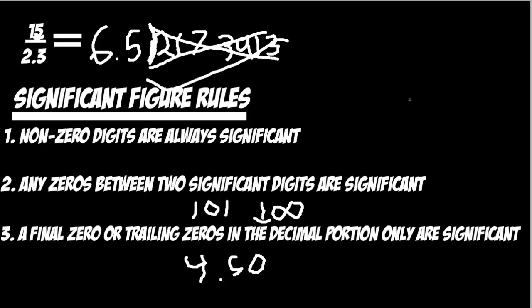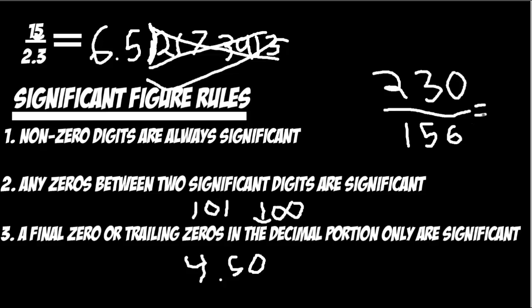So say you have two numbers, say you have 230 divided by 156. Now, how many sig figs does this have, or how many sig figs are we going to divide by? Well, if you look in the top here, there are 2 sig figs, the 2 and the 3, because they're both non-zero, but the 0 after it is not going to be a sig fig. Now, in the bottom, we actually have 3 sig figs, a 1, a 5, and a 6. So what do we do in this case when we have 2 sig figs in the top and 3 in the bottom? Which one do we choose?